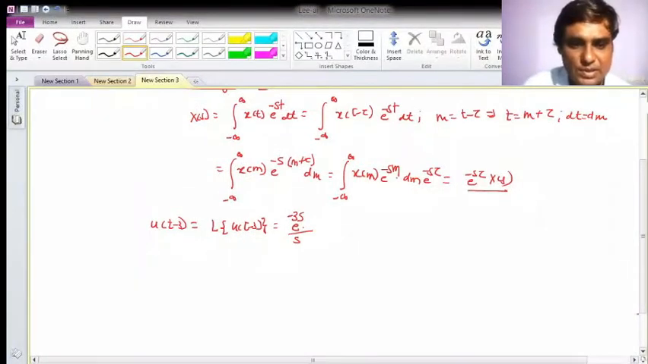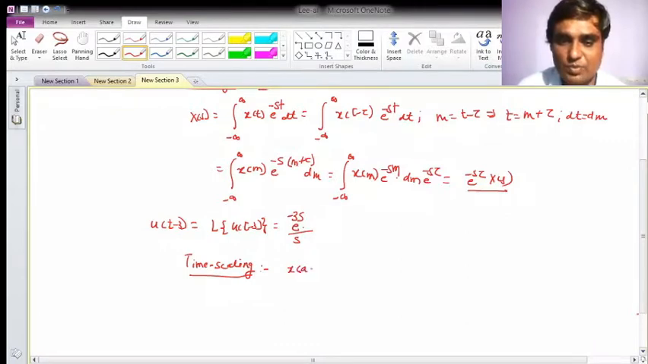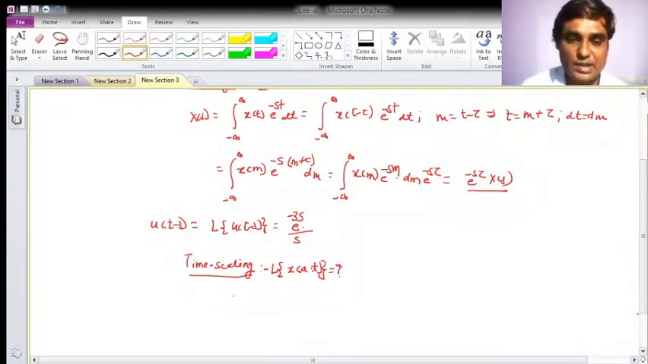The next property is the time scaling property. The time scaling property says that if I compress the signal, what is its corresponding effect in the Laplace domain, or if I dilate the signal, what is its corresponding effect? That can be done by multiplying some constant with the independent variable t. So what is its effect in the transform domain?